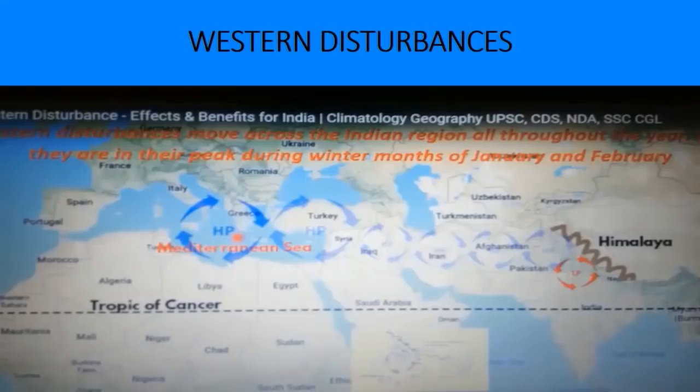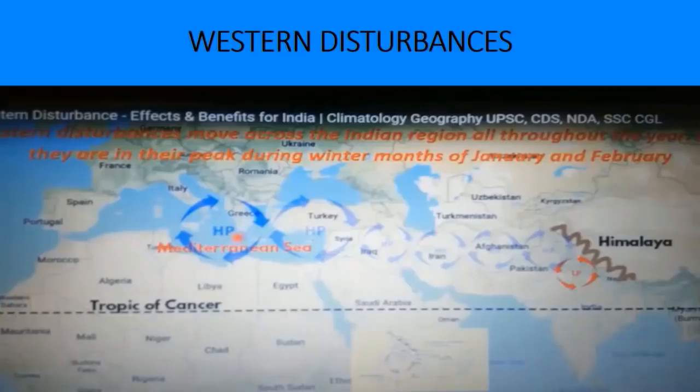Next factor is the western disturbance, which is also known as the temperate cyclones. It originates in the Mediterranean Sea. It has a west to east direction, and it moves from the Mediterranean Sea. From there, a high pressure belt is created and it starts moving towards India. As it moves further, it crosses Turkey, Iraq, Iran, where they form cyclones.